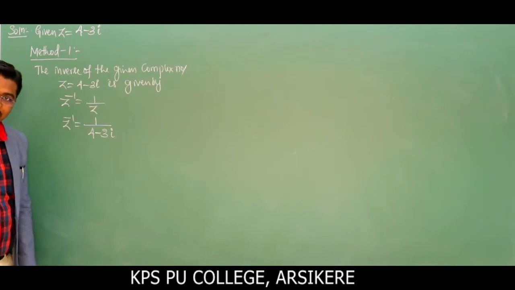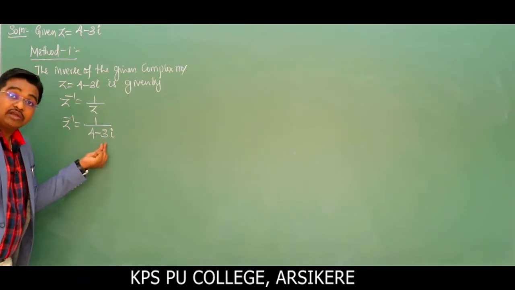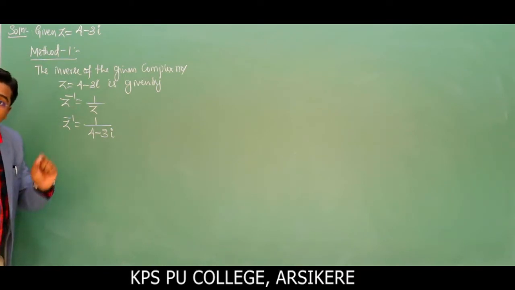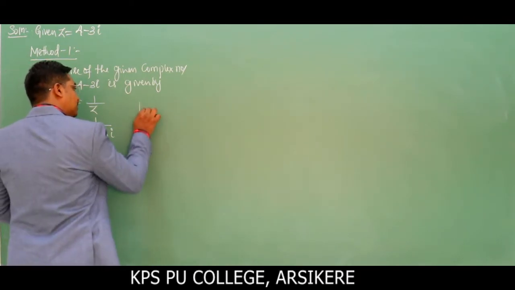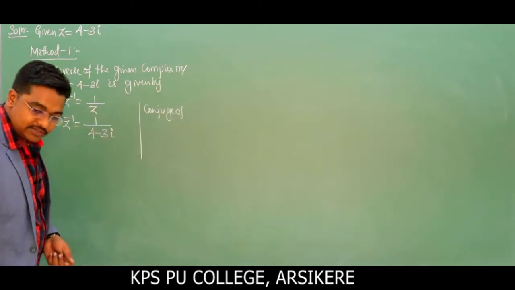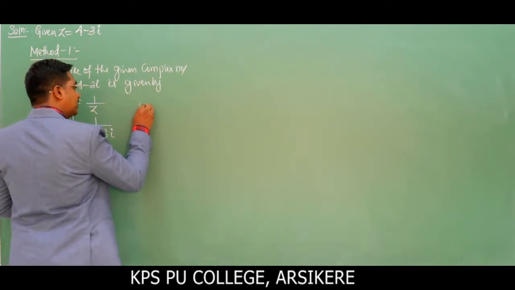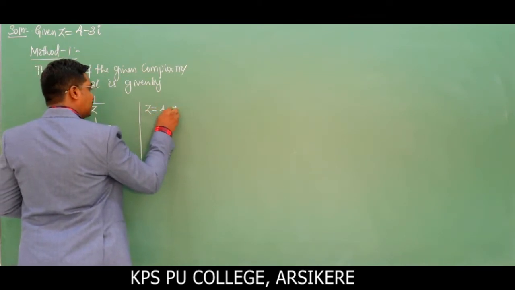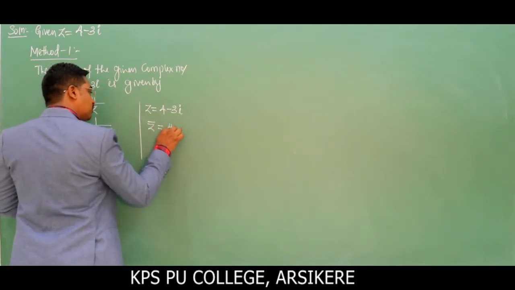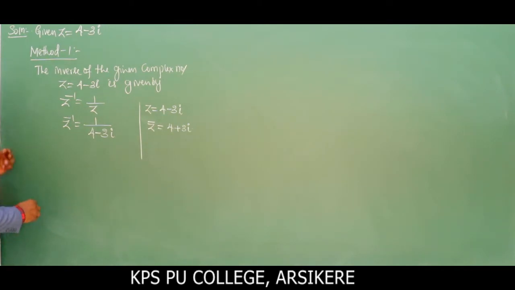Then how to simplify this term? We are multiplying and dividing by what? The conjugate of 4 minus 3i. Now tell me, the conjugate of 4 minus 3i is 4 plus 3i. In the complex number z is equal to 4 minus 3i, the conjugate of z is denoted by z bar is equal to 4 plus 3i. Multiply and divide by the conjugate of the number.